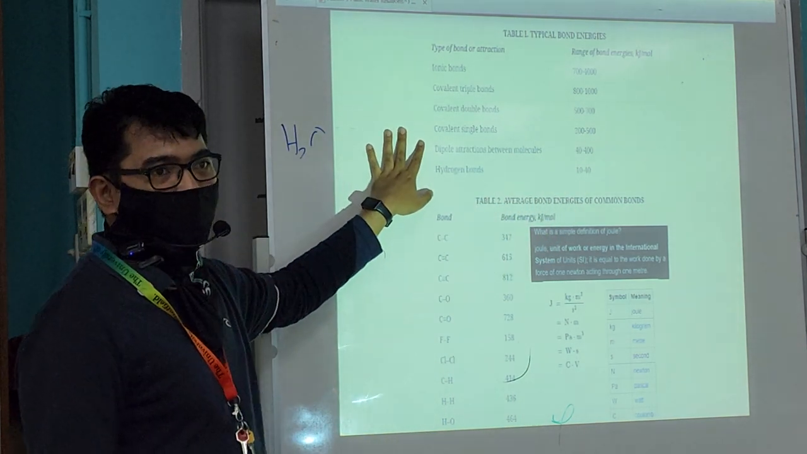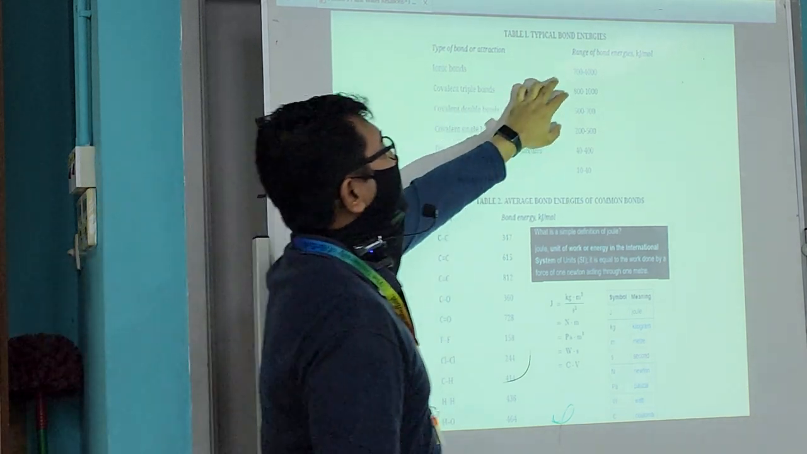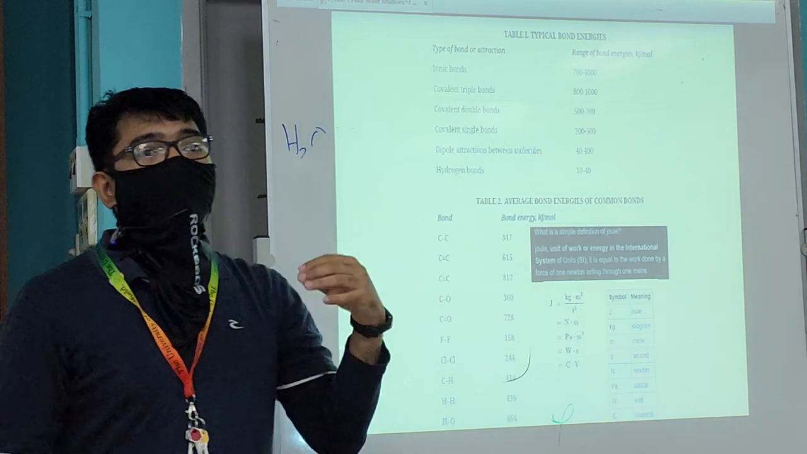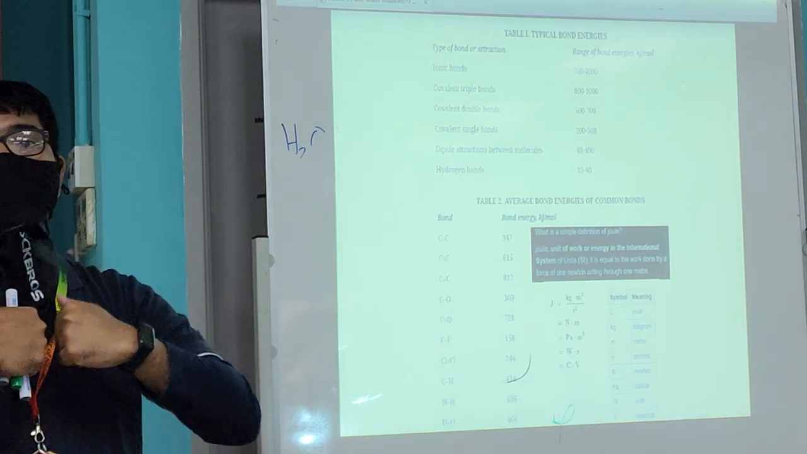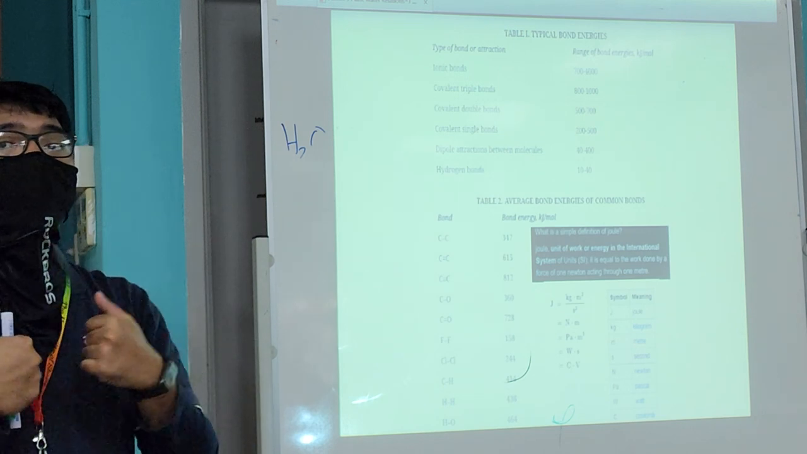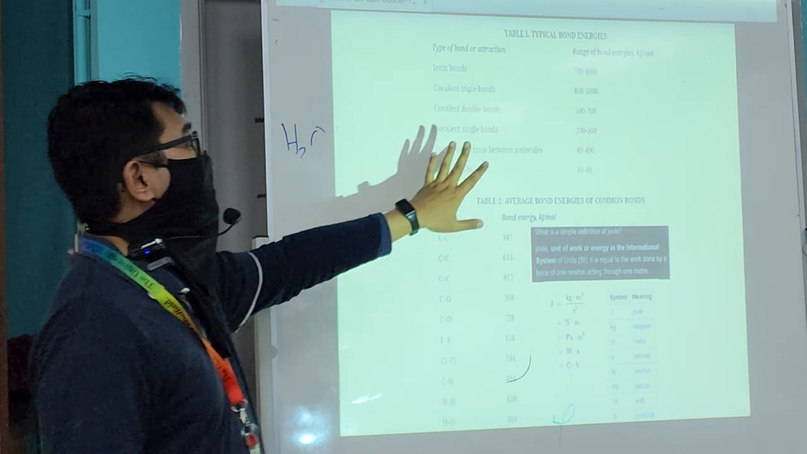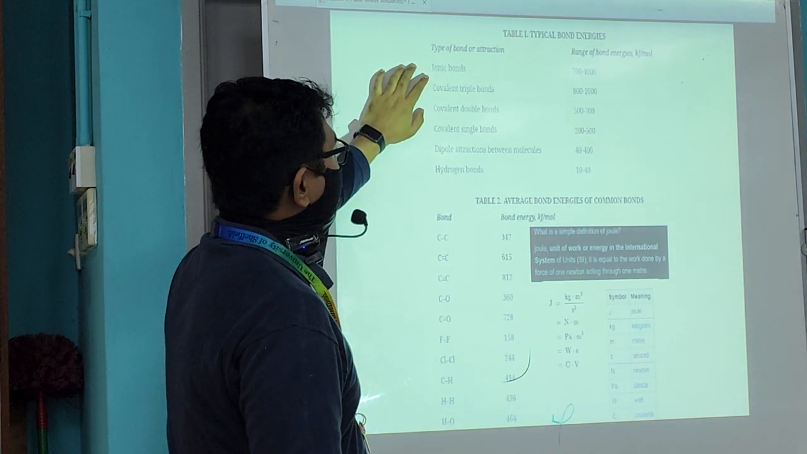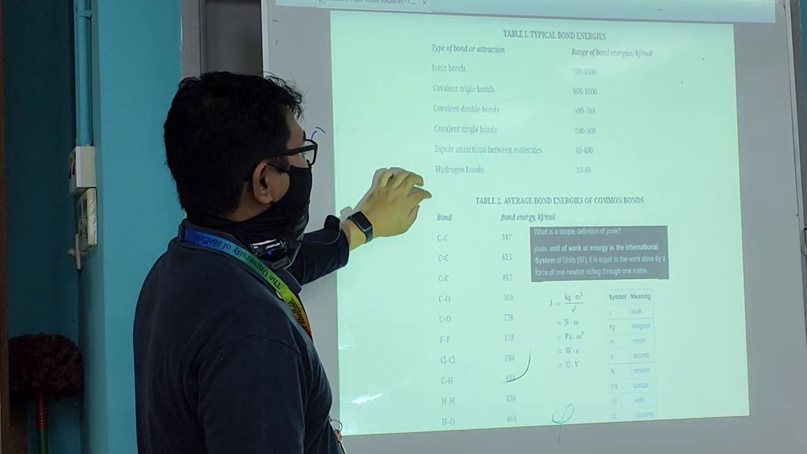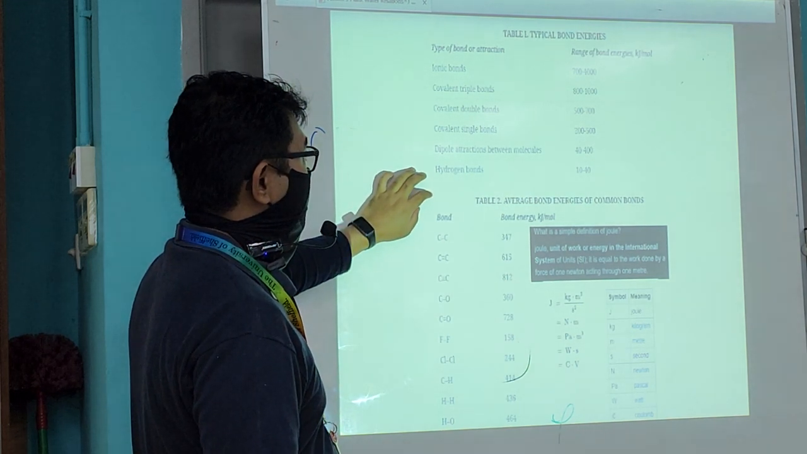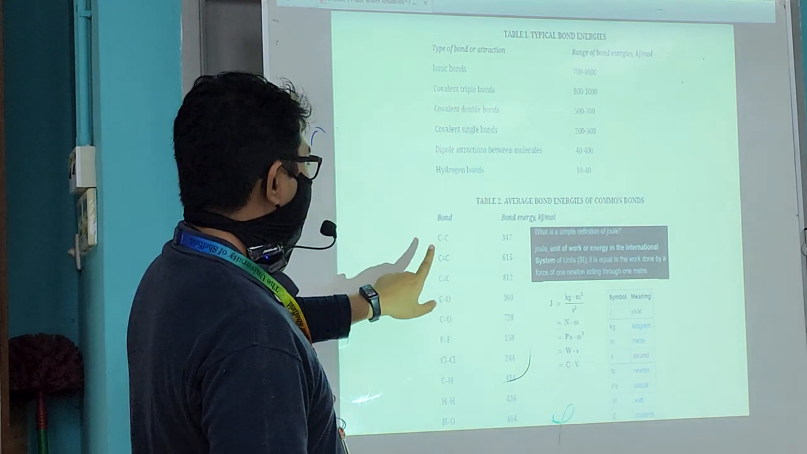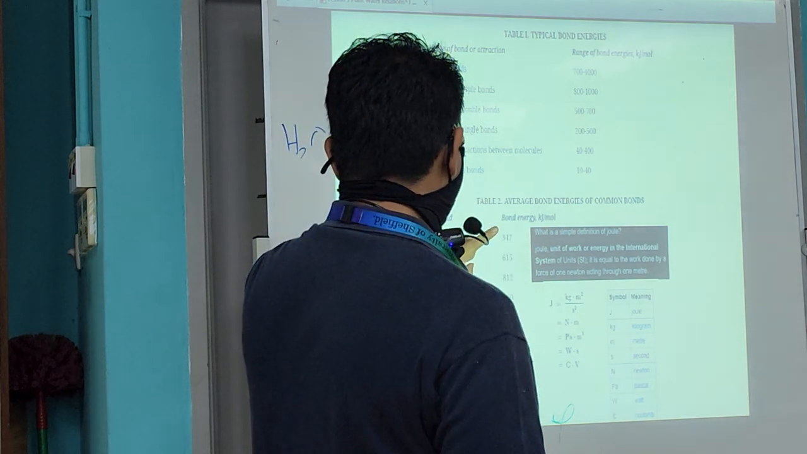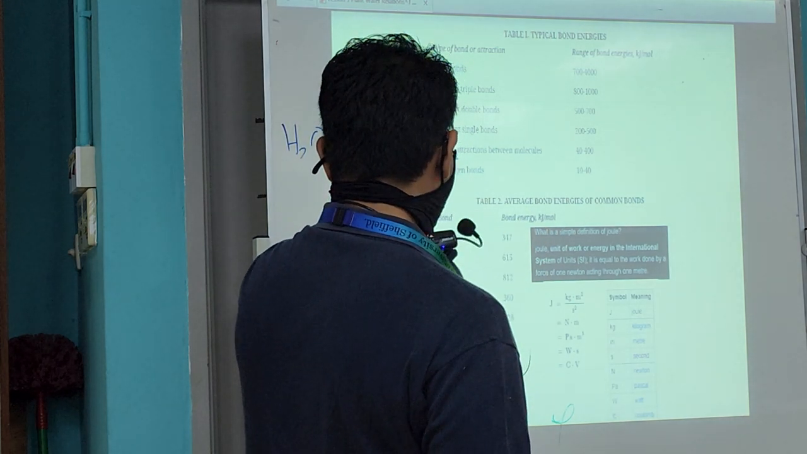These bonds in chemistry have what we call bond energies, in the form of kilojoule per mole. Meaning that for these bonds, in order to break them, some amount of energy is needed. And these are the amounts of energy. You can see that starting with the ionic bonds, covalent, dipole, and also the hydrogen bonds. So look at this table 2, average bond energies of the common bonds.